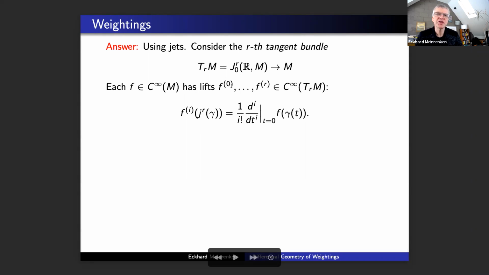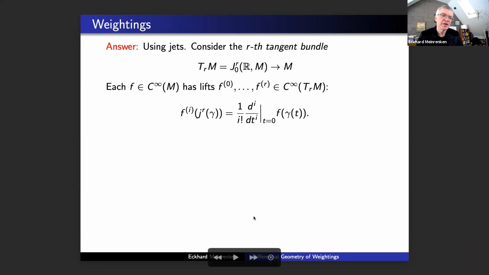So these superscripts have multiple meanings. On one hand, they are like the terms in a Taylor series. It also signifies, so to speak, the abstract ith derivative of the function. And it also indicates homogeneity. On the rth tangent bundle, there is an action of the reals by rescaling of curves, and f upper i is homogeneous of degree i. So all this is encoded in this index. Anyway, all these lifts one has.